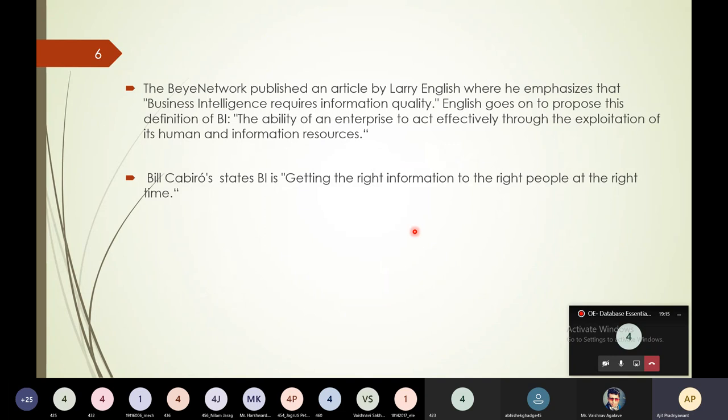This is the simplest definition of BI, given by Bill Kabir-Rhodes: getting the right information to the right people at the right time. This is very important from the management point of view to take decisions.